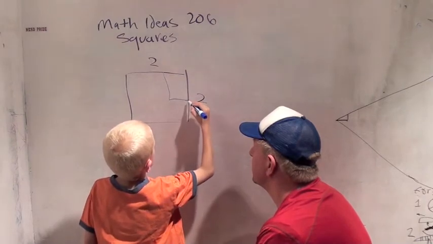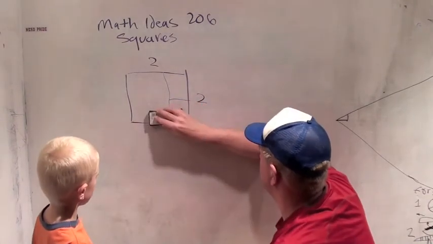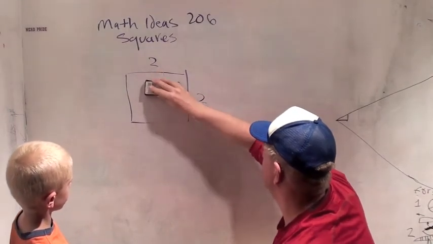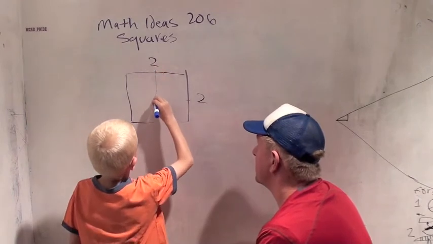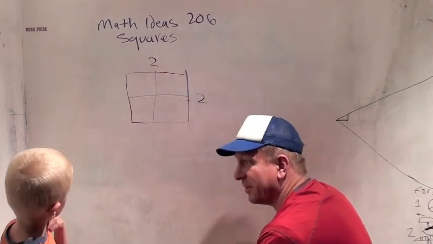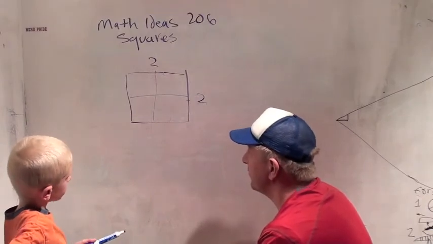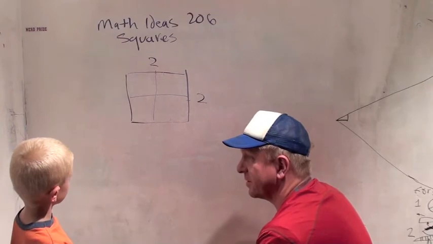1, 2, no. I can't make this even. Sure you can. There you go. Good job. How many squares are there? 4. So what's the area of this square?